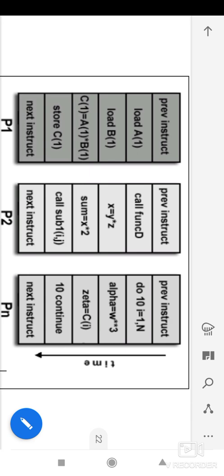So this is all about Flynn's classification. The next classification we will discuss in our next class.